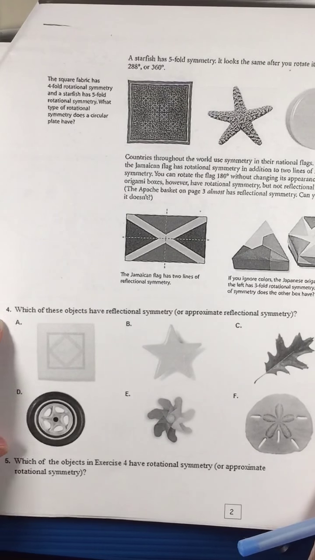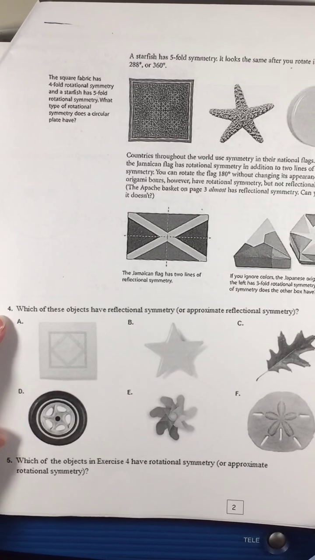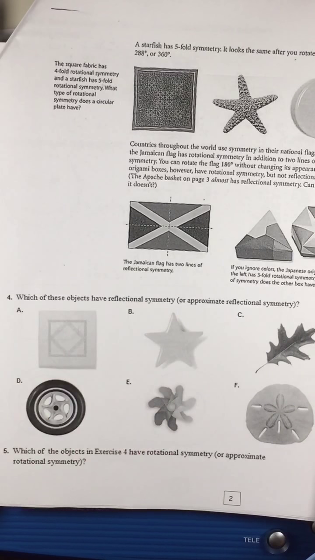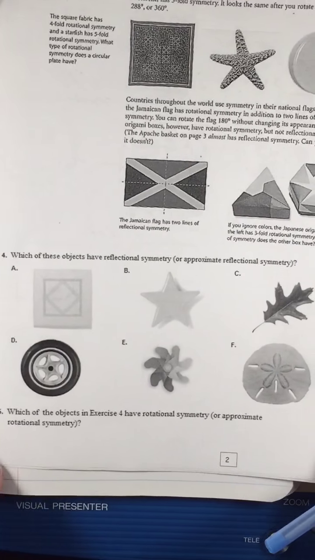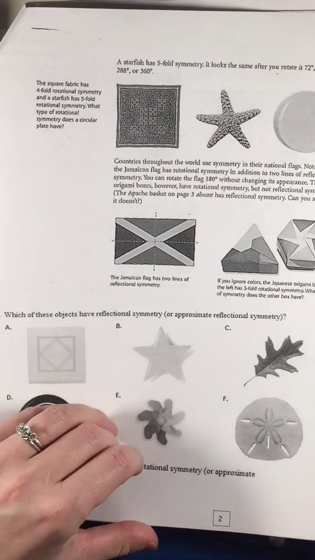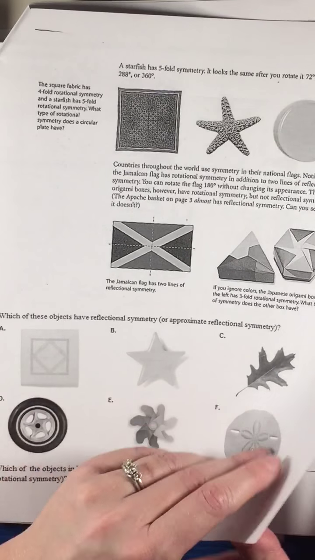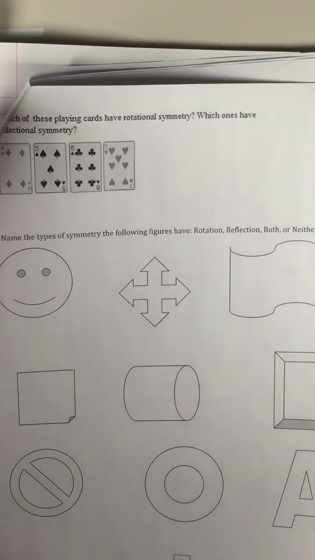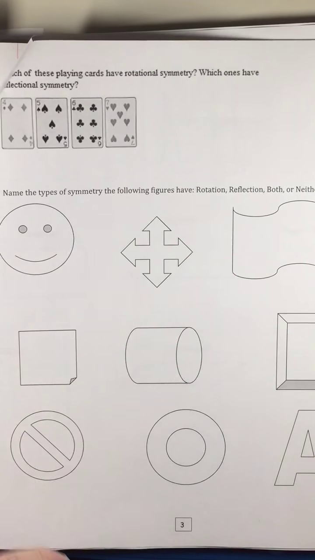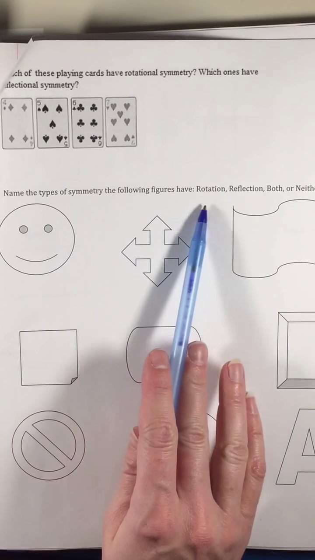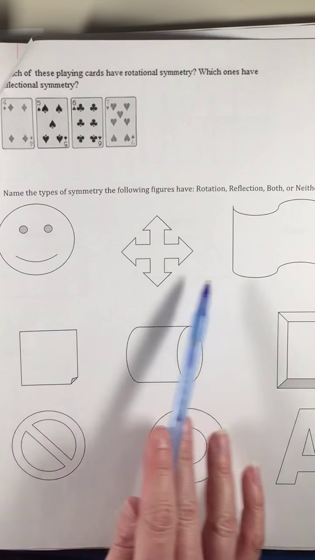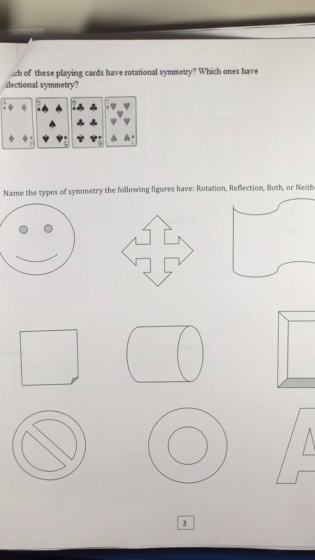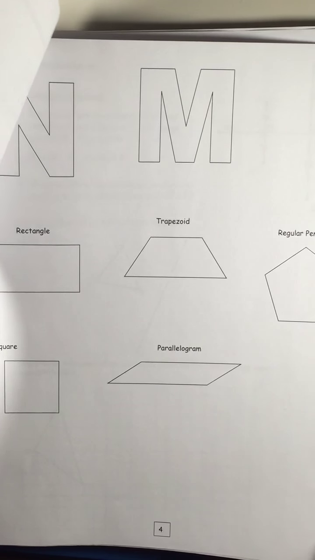And then starting here, number 4, which should be number 1 because it's question 1, you're going to answer some questions about reflectional symmetry and rotational symmetry on page 2. And then on question 7, you're actually going to determine if each of these shapes and figures have rotational, reflectional symmetry, both or neither. And then that goes all the way to page 4.